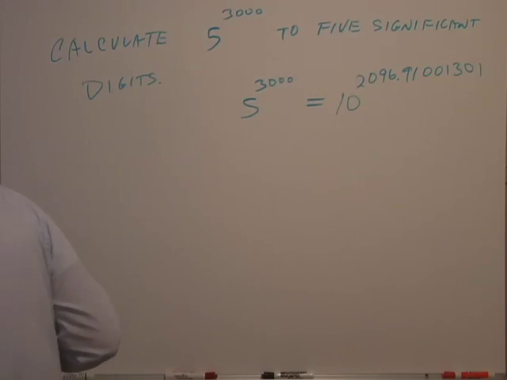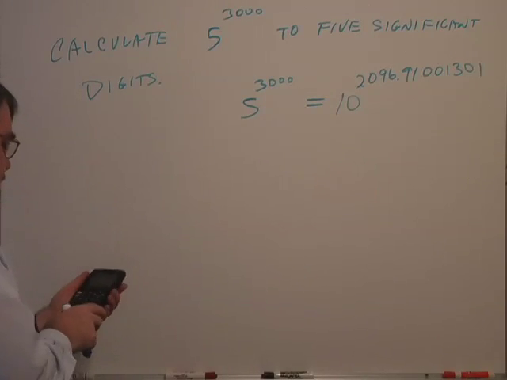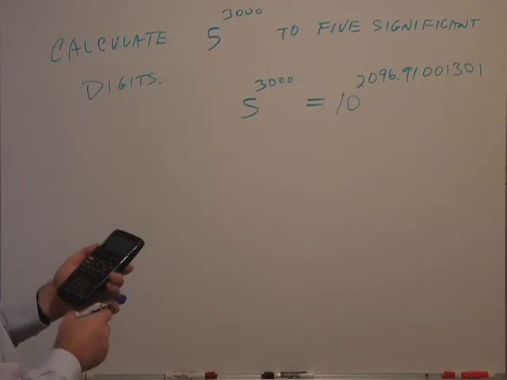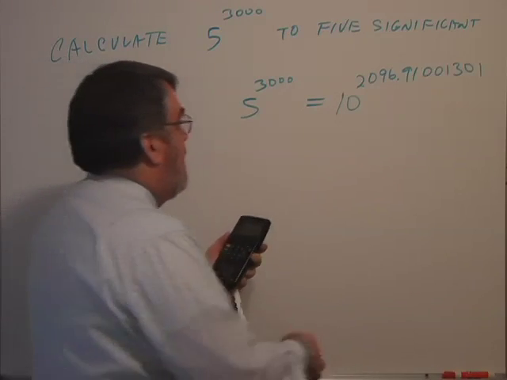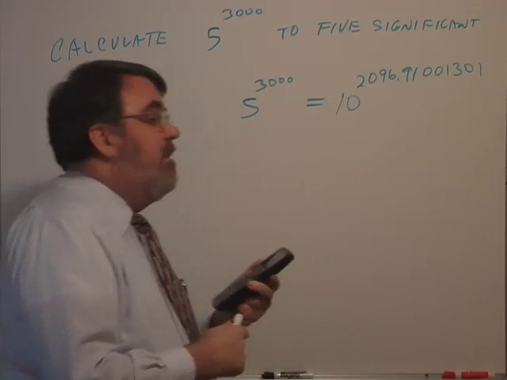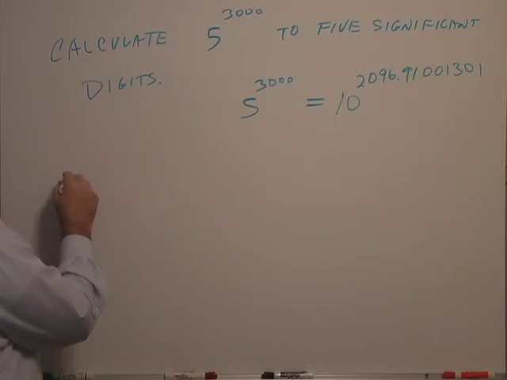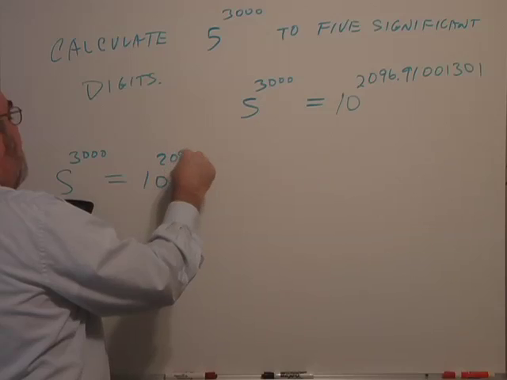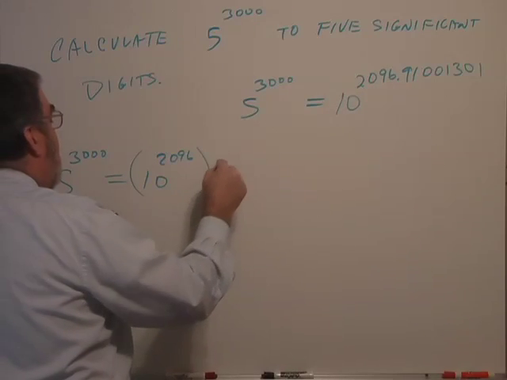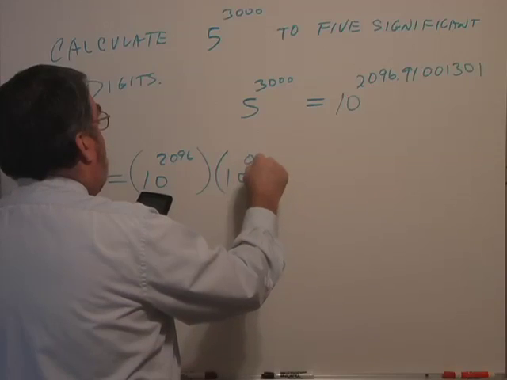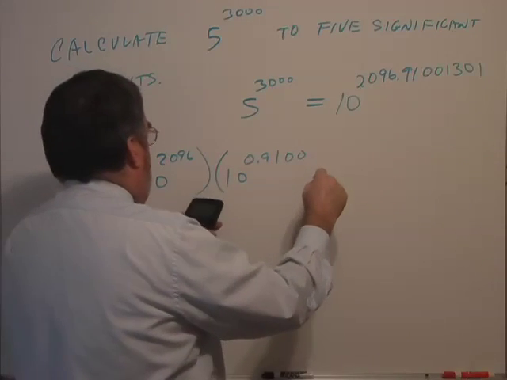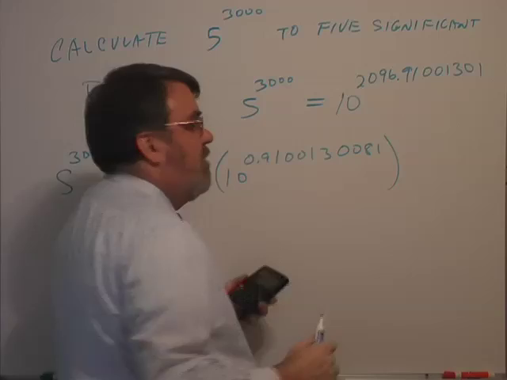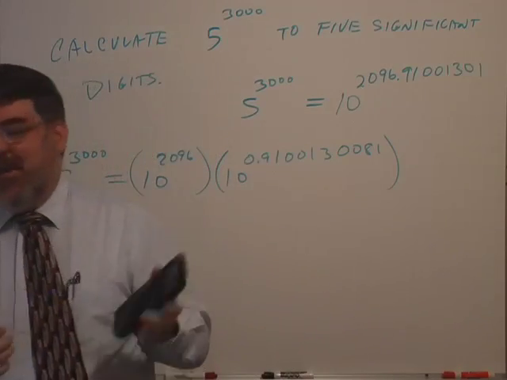Alright, now in my calculator, I'm going to subtract the 2,096 from what I had showing in my calculator. And yes, I did get, actually I have an 8 here, rounded. So 5 to the 3,000 power is actually 10 to the 2,096 times 10 to the 0.9100130081. So see, I pulled out another extra digit or so from inside my calculator when I did that.